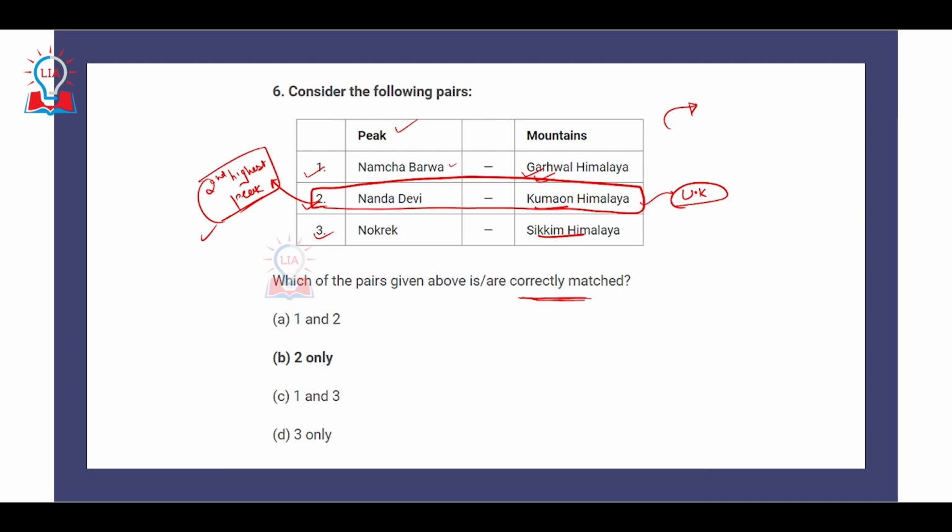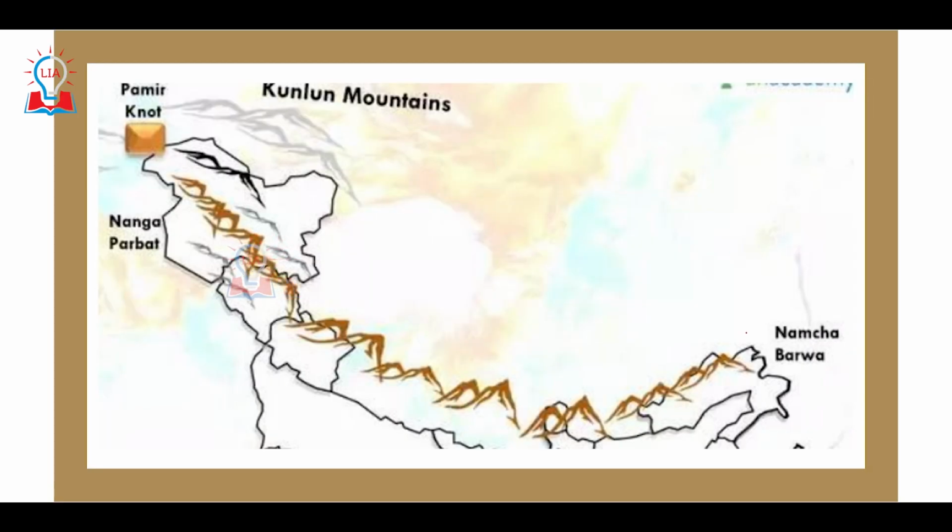Namcha Barwa is again a very important peak, but it is situated in Arunachal Pradesh in the easternmost part of the Himalayas, and this is the place where you will see the syntaxial bend of the Himalayas. Around Namcha Barwa, the Himalayas bend toward the east and become part of the Purvanchal Hills. It is also very important because it is around this peak that the Brahmaputra River enters India and takes a U-turn after flowing a long distance in the Tibetan Plateau.